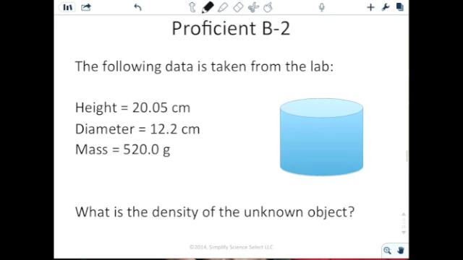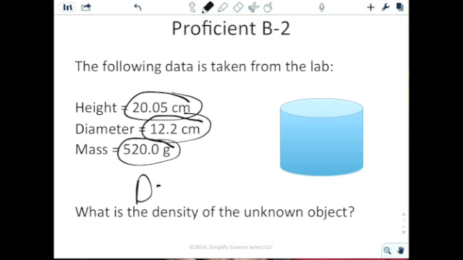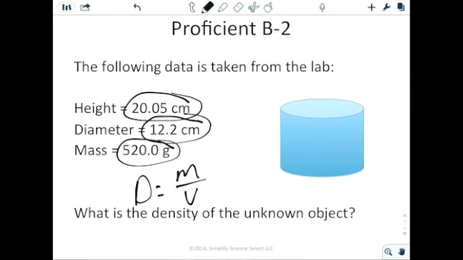Moving on to the next example, it says the following data is taken from the lab, that we have this cylinder here, and it wants us to find the density of the unknown object. We have our height, our diameter, and our mass. And remember, density is going to equal our mass all divided by volume. Since we have our mass, which will go right there, all we need is our volume.